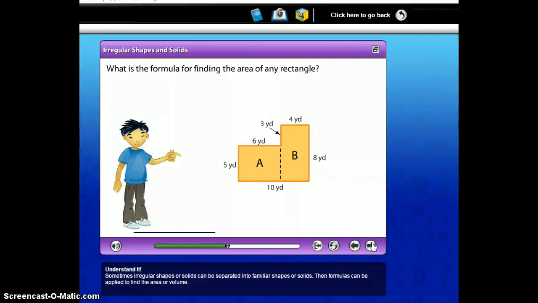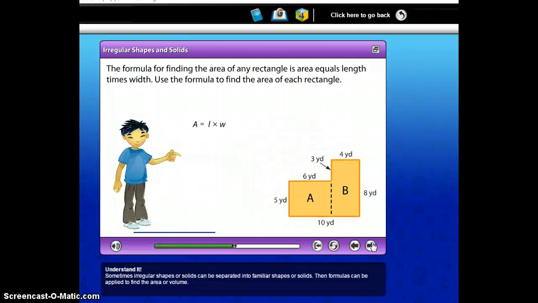What is the formula for finding the area of any rectangle? Bella, what is it? Length times width. The formula for finding the area of any rectangle is area equals length times width. Use the formula to find the area of each rectangle.